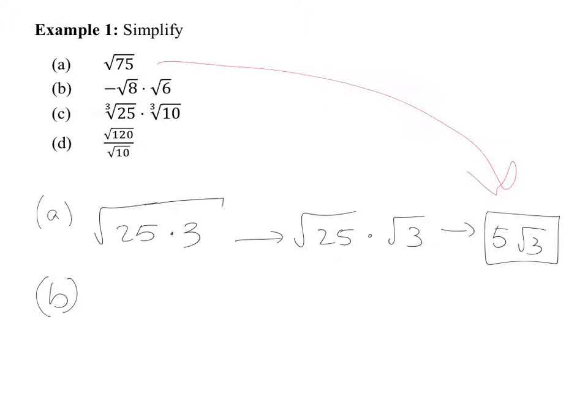I can start by breaking up 8 and 6 if I'd like to. Try to break up 8 into a perfect square, break up 6 into a perfect square. It'll be a lengthy process, but it'll work. Or what else could I do if I wanted to? Instead of breaking up 8 and 6 individually, what could I do? You could put them together and multiply them. And then? And then square root that.